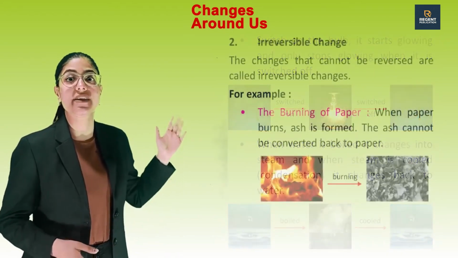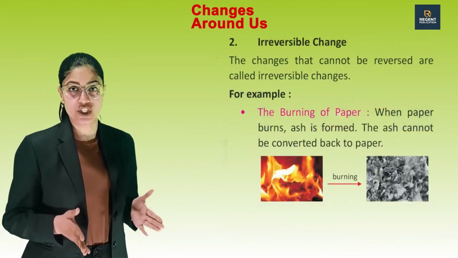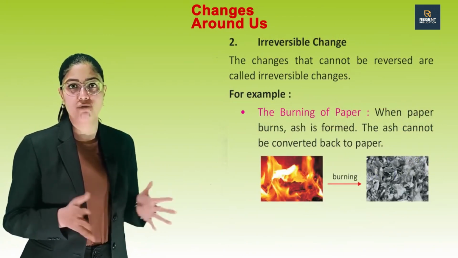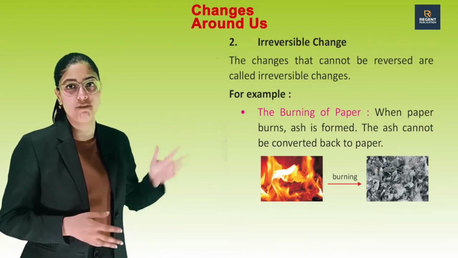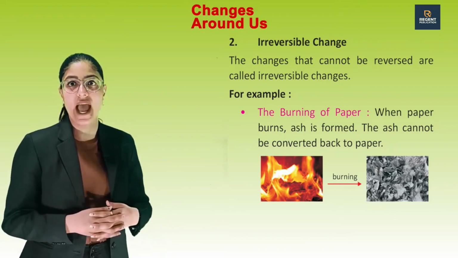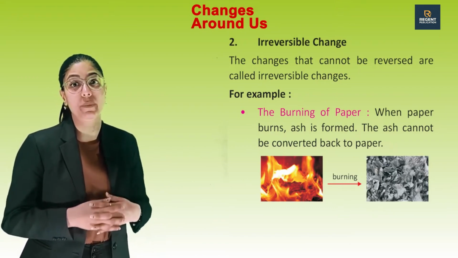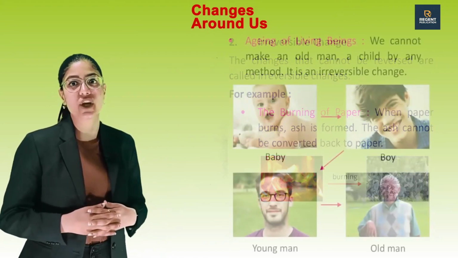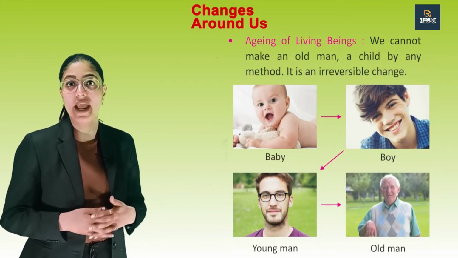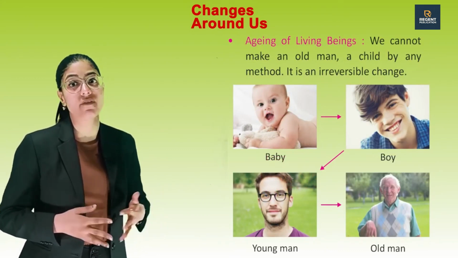Next one is irreversible change. The changes that cannot be reversed are called irreversible changes. For example, the burning of paper. When paper burns, ash is formed. The ash cannot be converted back to paper. Second is aging of living beings. We cannot make an old man a child by any method. It is an irreversible change.